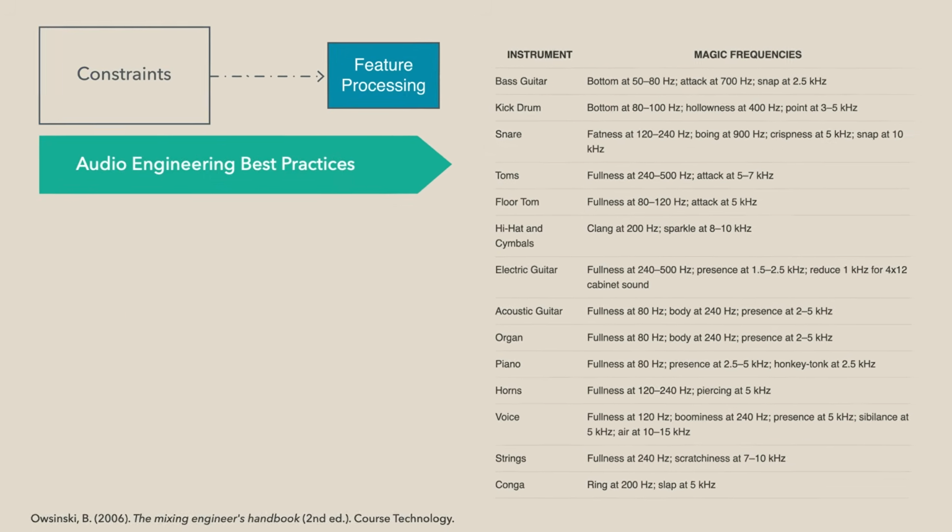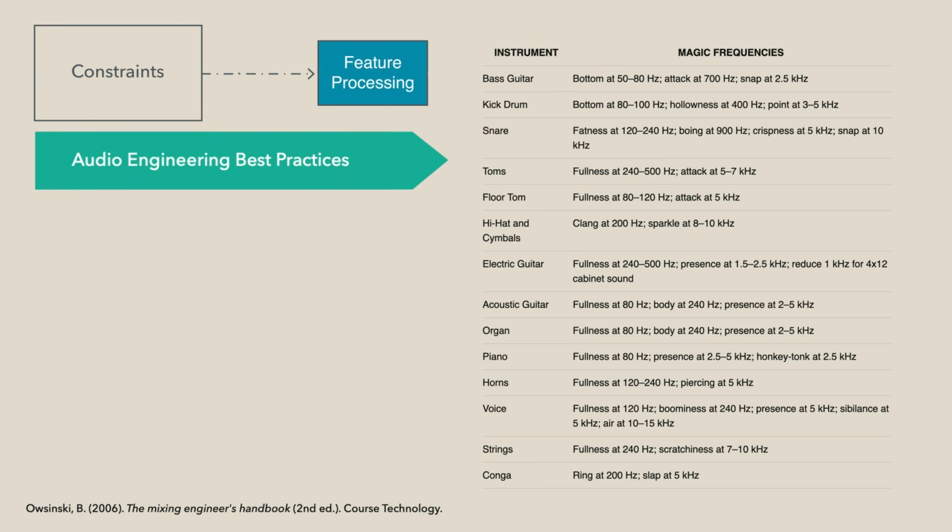These best practices are drawn from decades of recording experience and mixing handbooks. For example, boosting around 5 kHz can enhance vocal presence, while 240 Hz is associated with body or boominess in instruments like voice, strings, and guitar, frequencies that may need adjustment depending on the mix. AI systems can encode these rules and apply them automatically based on detected instrument type and genre.